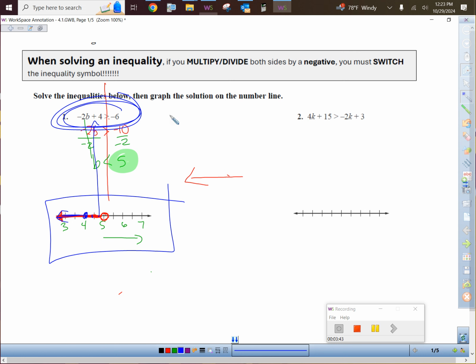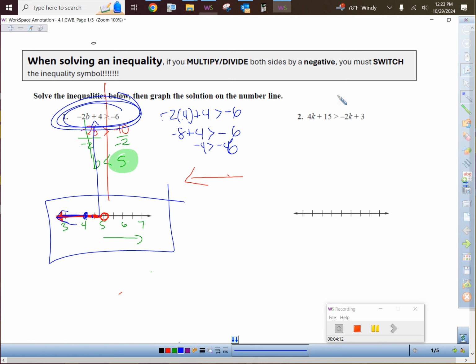So I'll just show you. If I put 4 in there, should it work or should it not work? What do you think? Should 4 work? Yes? Negative 2 times 4 is negative 8. If I add those together, I get negative 4. Is negative 4 bigger than negative 6? Yes or no? Negative 4 is bigger than negative 6. It's kind of weird because of the negatives, right? But any number that I pick less than 5 is going to make that true.